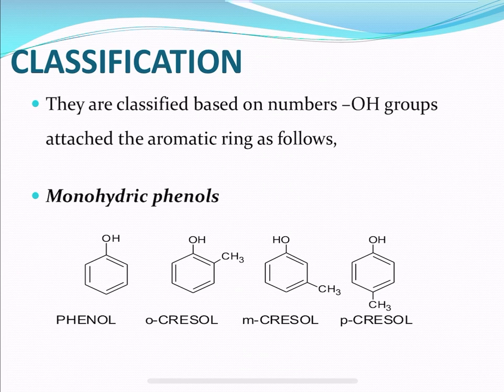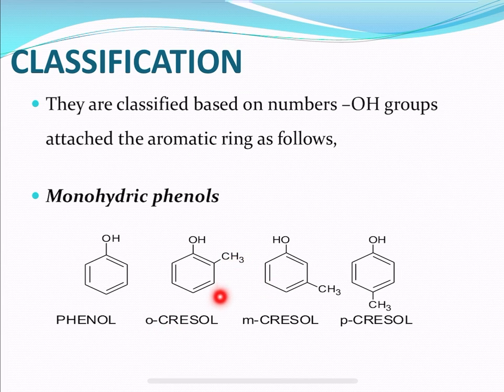For example, a simple phenol, C6H5OH, is an example of monohydric phenols. Another example is orthocresol, where one hydrogen or proton is replaced by a methyl group. Since it is substituted at the second position, I call it orthocresol.